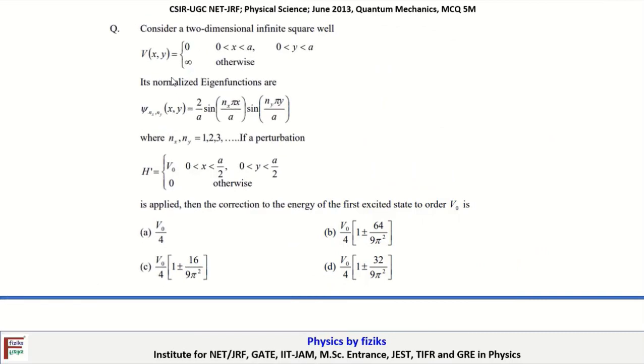Consider a two-dimensional infinite square potential well V(x,y) equals 0 in the region x between 0 and a, y between 0 and a, and infinity otherwise. The wave function is given by this, where nx and ny are 1, 2, 3. If a perturbation H dash, which is V0 in the region 0 less than x less than a by 2, 0 less than y less than a by 2, and 0 otherwise, is applied, the correction to the energy of the first excited state to the order V0 is. So we have to determine the correction in the first excited energy state.